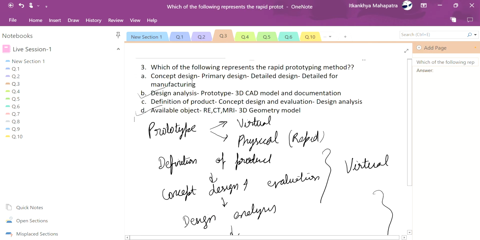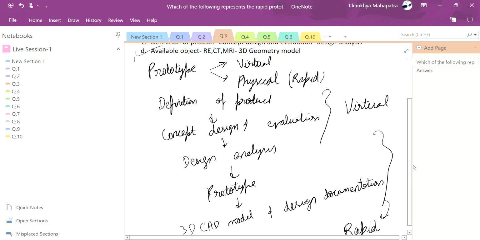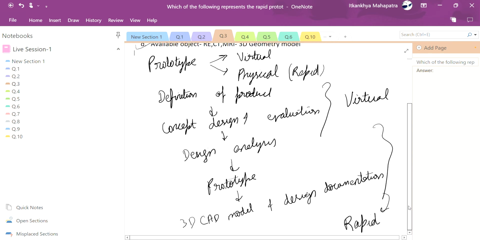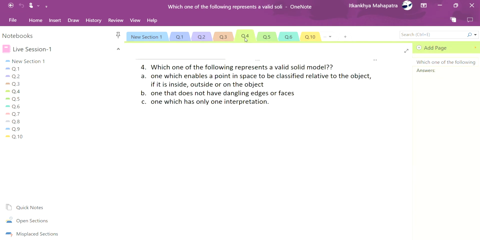So according to the options, design analysis is virtual, while the prototype, 3D CAD model and documentation are for rapid prototyping, and available object RE 3D geometry model is wrong. The first option, A and C both, are virtual prototyping methods. I hope the difference between physical and virtual prototyping is clear. Virtual is basically concept design and evaluation, and rapid is where we convert it into products. This is the generic classification. Okay, let's move on to the next question. Which one of the following represents a valid solid model?